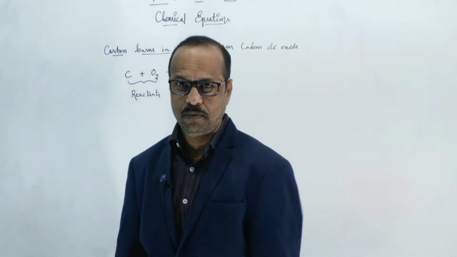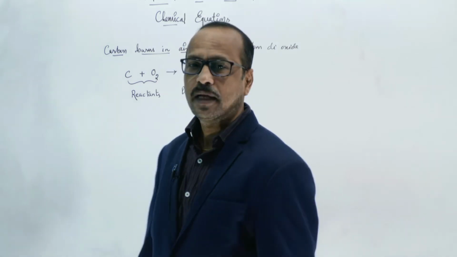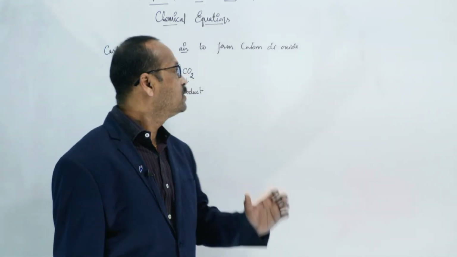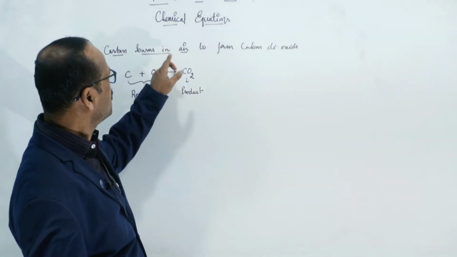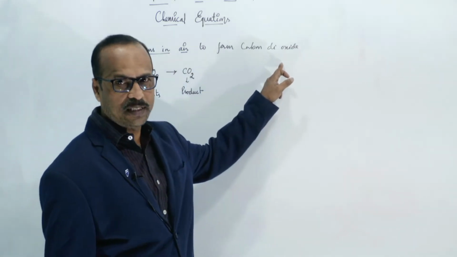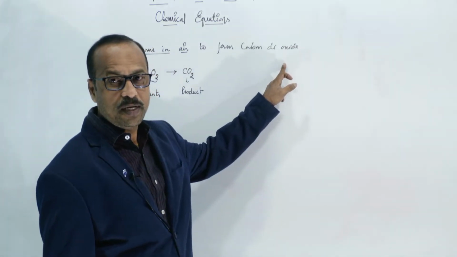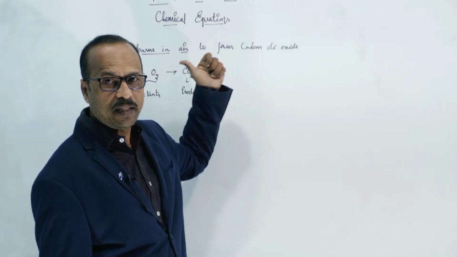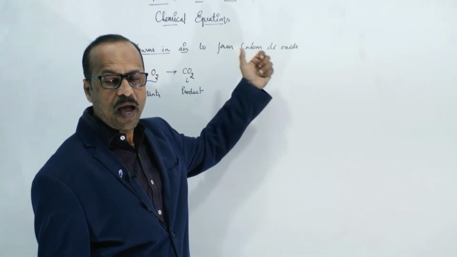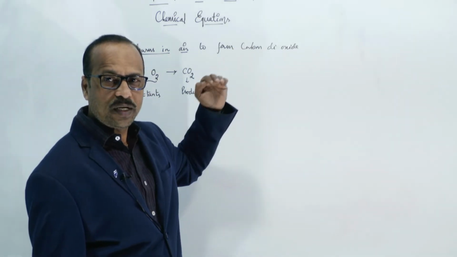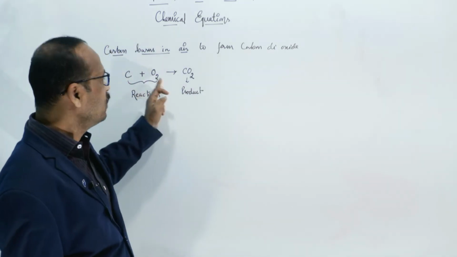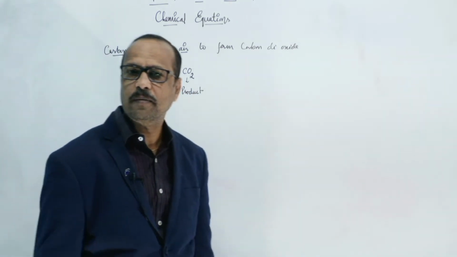Once again briefly. Here chemical reaction means, for example, carbon burns in air to form carbon dioxide. This is one chemical reaction. This chemical reaction we are writing in the form of sentences, and this we are now writing in short by using the symbols and formulas. This is called the chemical equation, right?